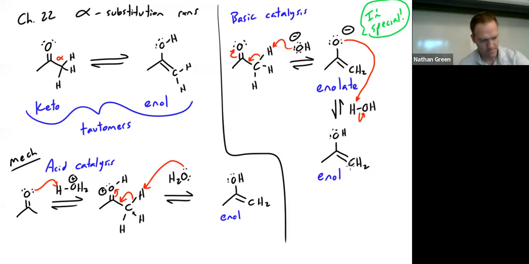Correct. So this is acetic anhydride. The alpha carbons are there and there.